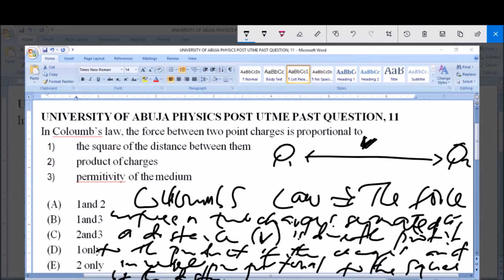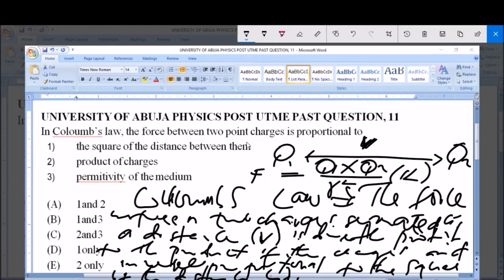Now, what this is trying to say is that the force binding these two charges together is equal to the product of the two charges, that's Q1 multiplied by Q2, divided by what? The square of the distance between them, provided that there is a constant K.